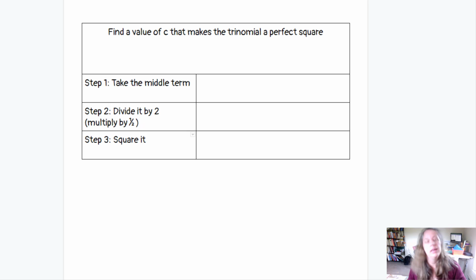So today we're going to talk about making perfect square trinomials. We're going to talk about signs. And we're going to talk about odd numbered middle terms.